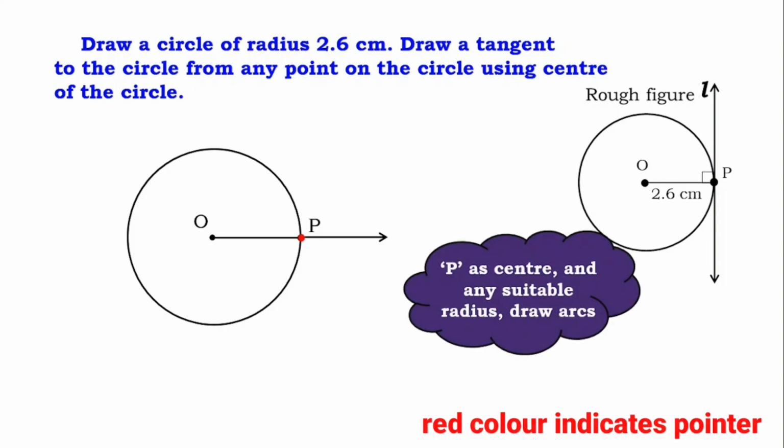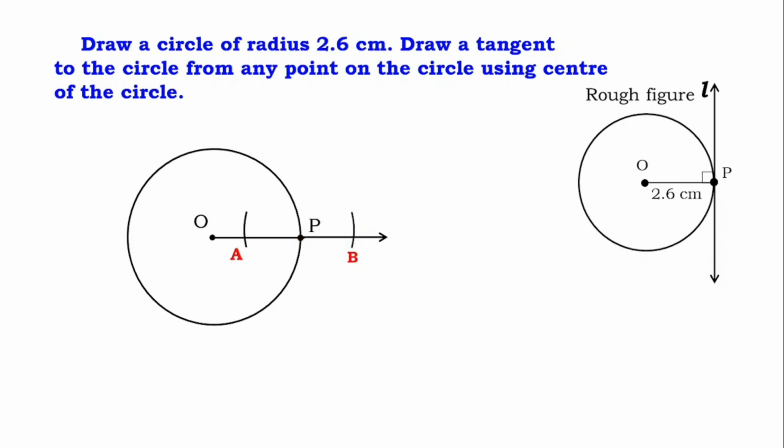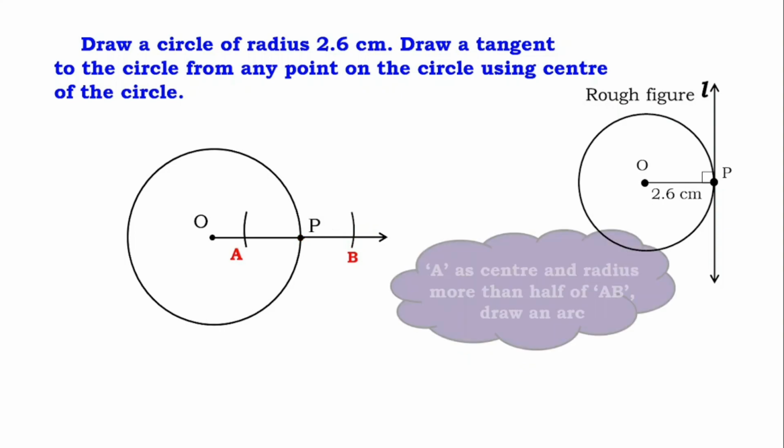P as a center and any suitable radius, draw arcs. Now what I'll do? I'll take compass. I'll take a suitable distance in that and draw arcs like this. I've taken a suitable distance, draw arcs. I'll name these arcs A and B.